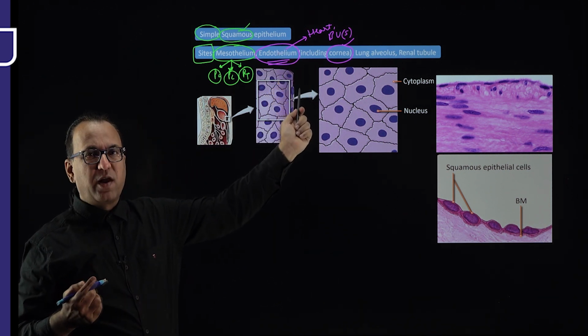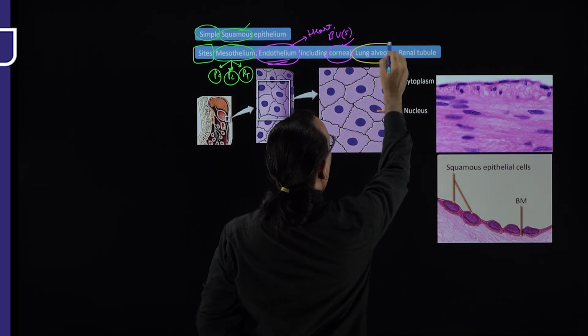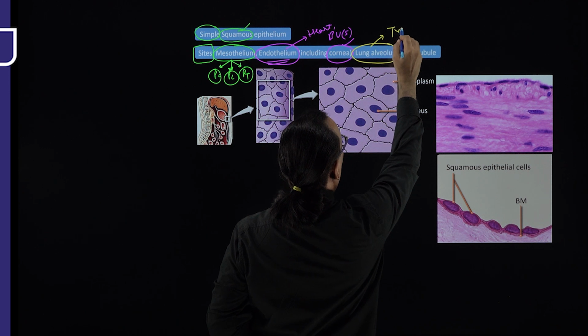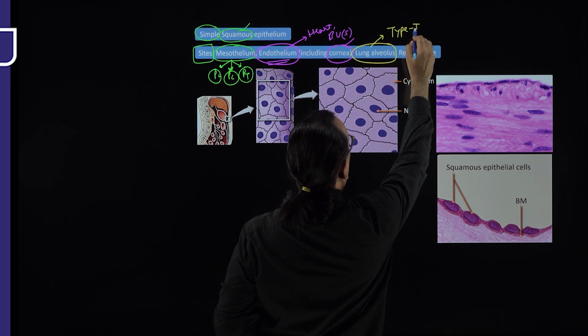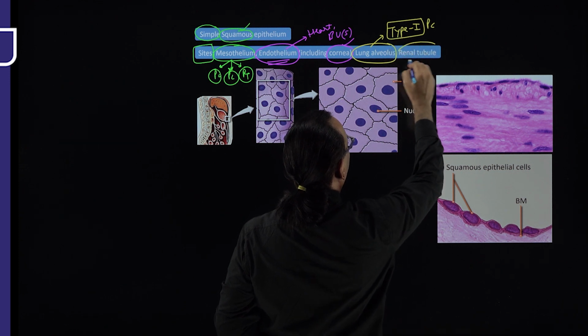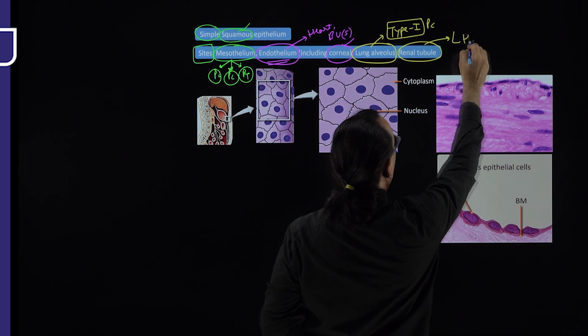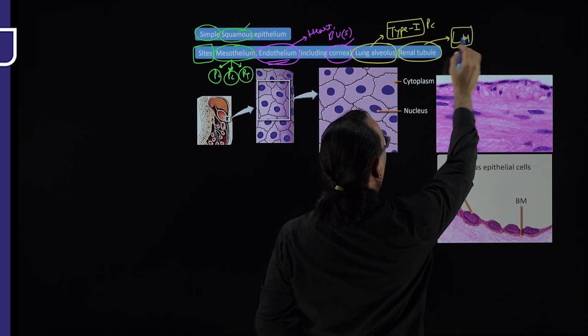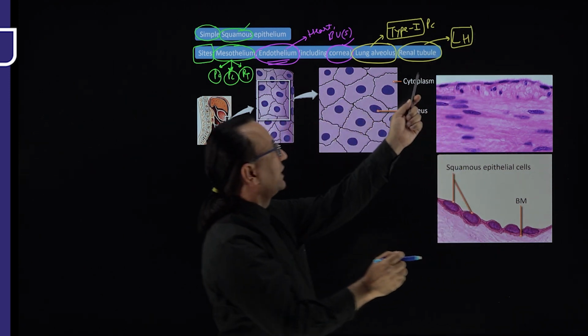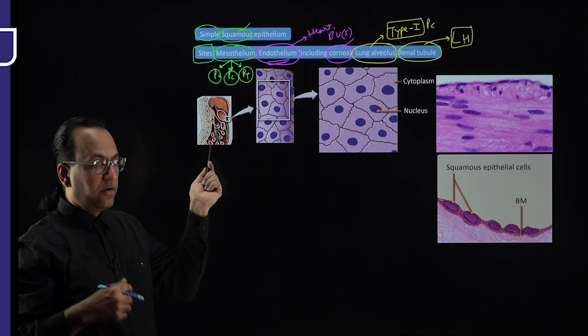And then the type 1 pneumocyte of the lung alveolus. As we look at the lung alveolus, there will be a flat cell with flat nucleus. That is the type 1 pneumocyte. It is also simple squamous epithelium. And then as we look at the kidney tubules, for example the loop of Henle, it is simple squamous epithelium. We need to remember various examples as the examiner keeps asking about them in the form of MCQs.